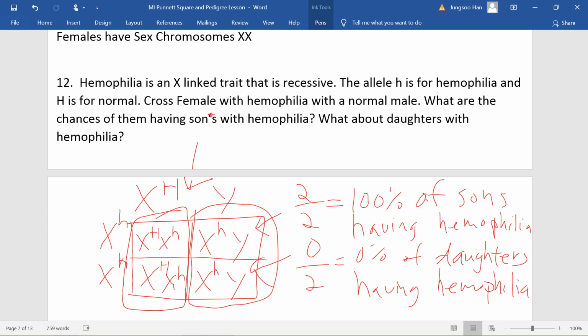Okay, it could be this X chromosome with that allele, or it could be this one. Okay, fathers give their X chromosomes to their daughters. The father does not give a Y chromosome to a daughter because then that wouldn't be a daughter, that would be a son.